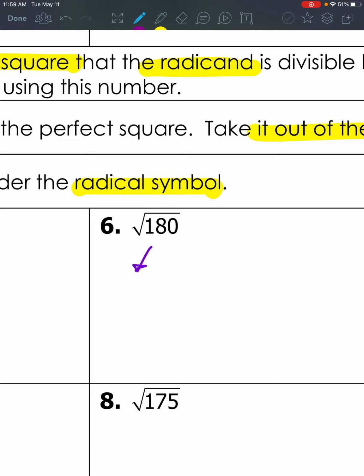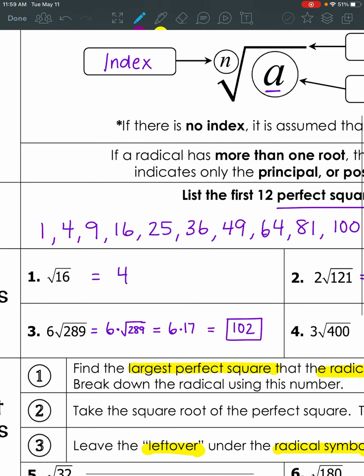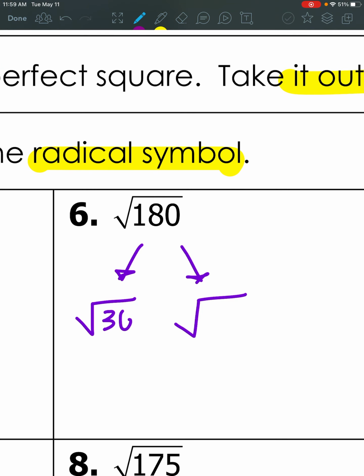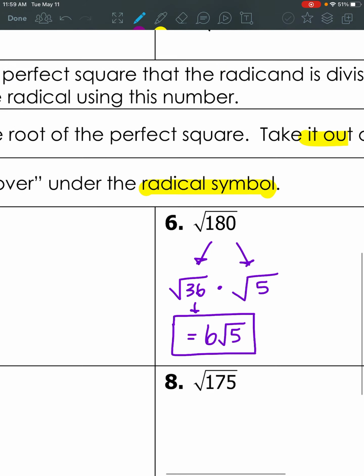So let's try it again. 180. So we're trying to figure out what times what equals 180. We're going to keep both of them under square roots. We could, let's see, 16. And really, if you aren't sure, you could just take that 180, put it in your calculator, and start dividing by this list of perfect squares. The highest is actually 36. So 36 times 5 is 180. And 36 is a perfect square root. So we can simplify that to the whole number 6 outside of the radical, and then square root of 5 is still left. So 6 radical 5.